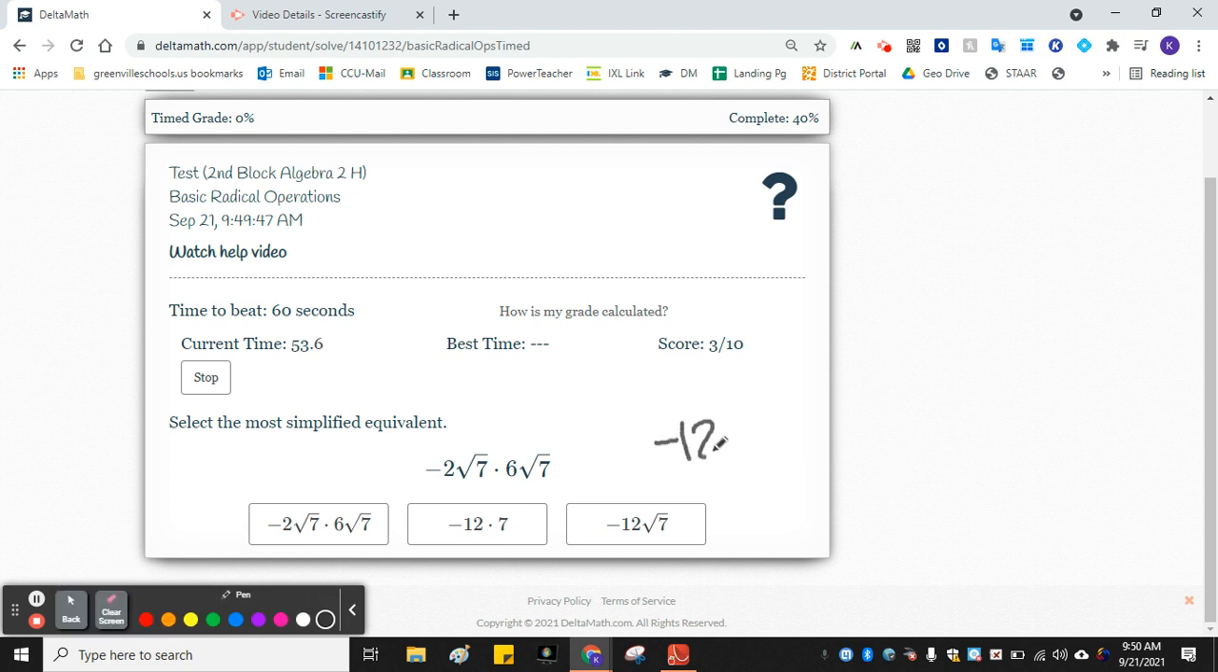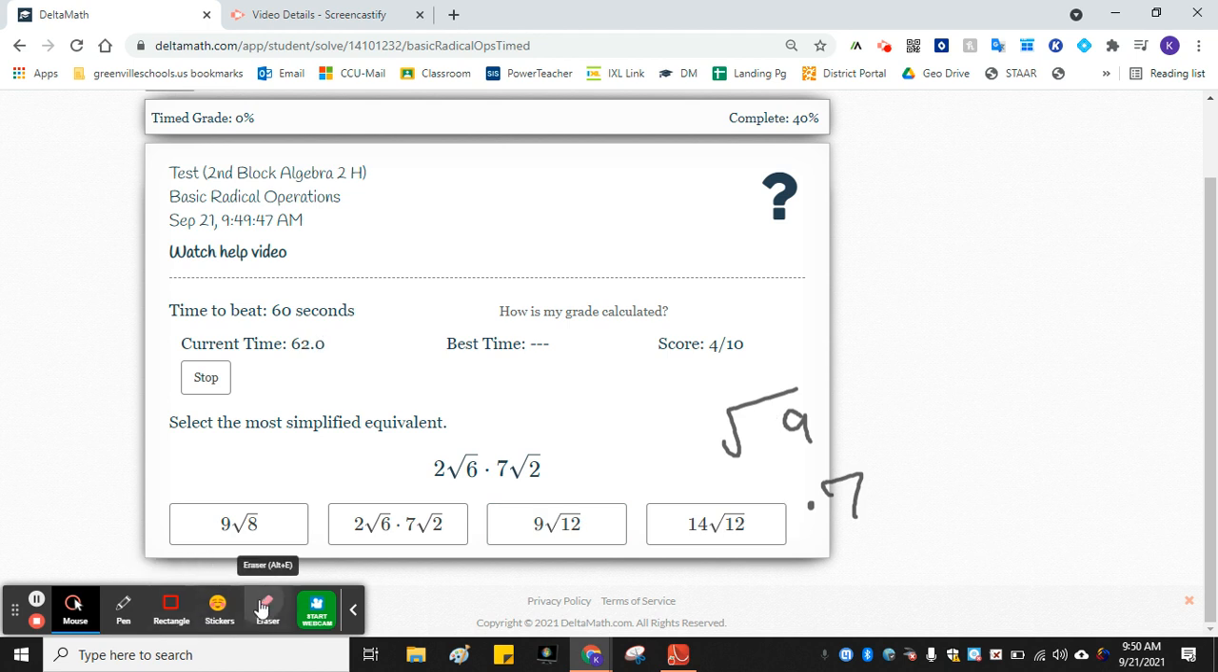So negative 12 square root 49. Square root of 49 simplify. Negative 12 times 7. 2 times 7 is 14. 6 times 2 inside together is 12.